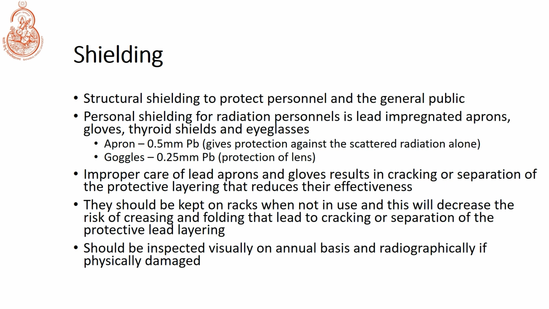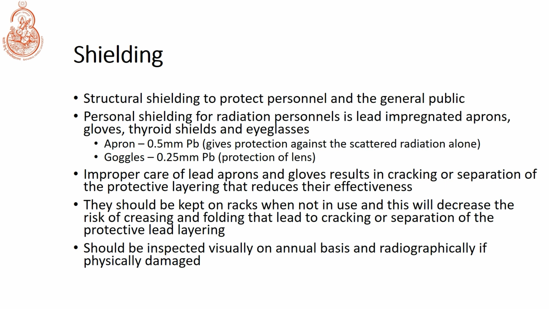The personal shielding for radiation personnel is the lead impregnated aprons, gloves, thyroid shields, and eyeglasses. The aprons usually have a lead thickness of 0.5 millimeters, and that gives protection against the scattered radiation alone. Keep that in mind. The apron is going to just give protection against the scattered radiation alone, which means that do not take it for granted. Once you wear an apron and you go underneath the primary beam and get yourself exposed, that's very dangerous. These aprons, which have just 0.5 millimeters thickness of lead, will only protect us from the scattered radiation.